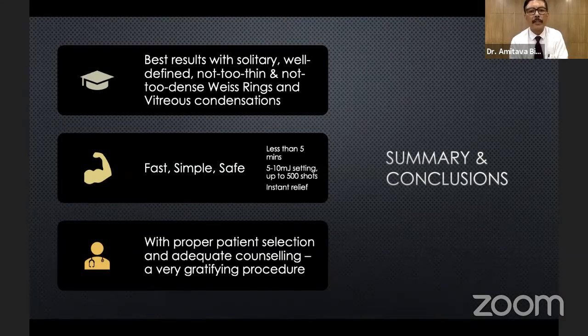With proper patient selection and adequate counseling, it's a very gratifying procedure, not only for the surgeon, but also for the patient instantly. Many of my patients give me a running commentary during the procedure about how they can see the particles break up and drop down like fireworks. And they love seeing that. That's a great description from some of the patients.